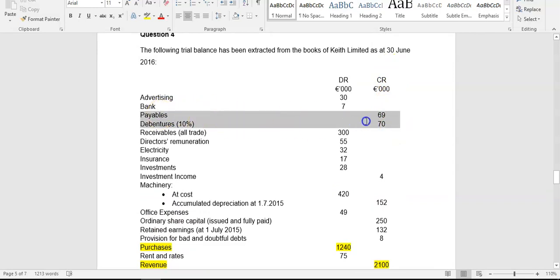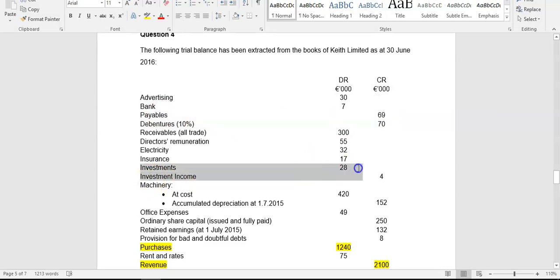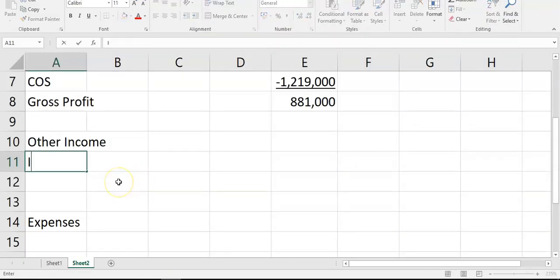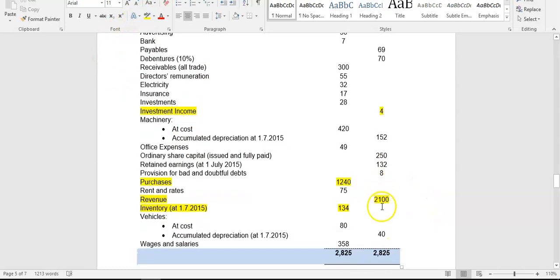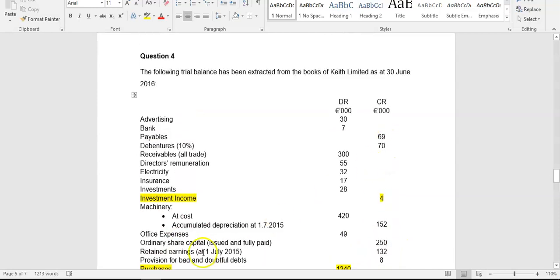Well, payables and debentures, they're liabilities. This one, investment income, that is 4. Tidy that up. Investment income of 4, and there's no other here. I'll just highlight that to say it's done. No other credit there that is an income because they're all liabilities or they're accumulated depreciation. So it's useful to sense check it here.